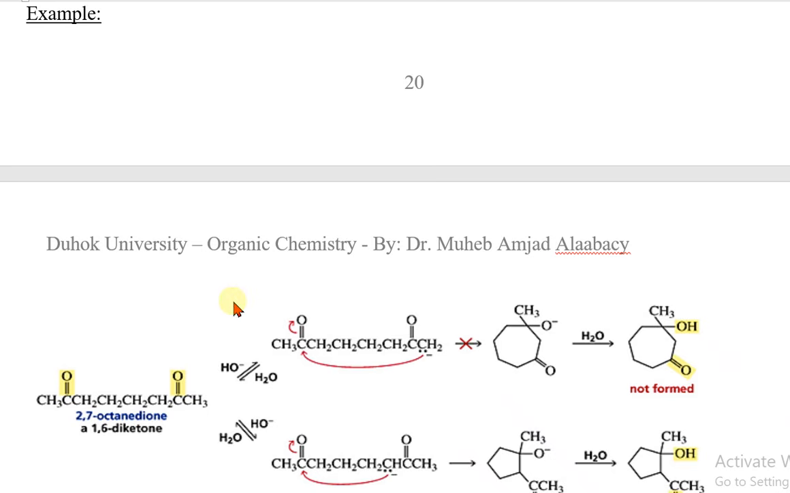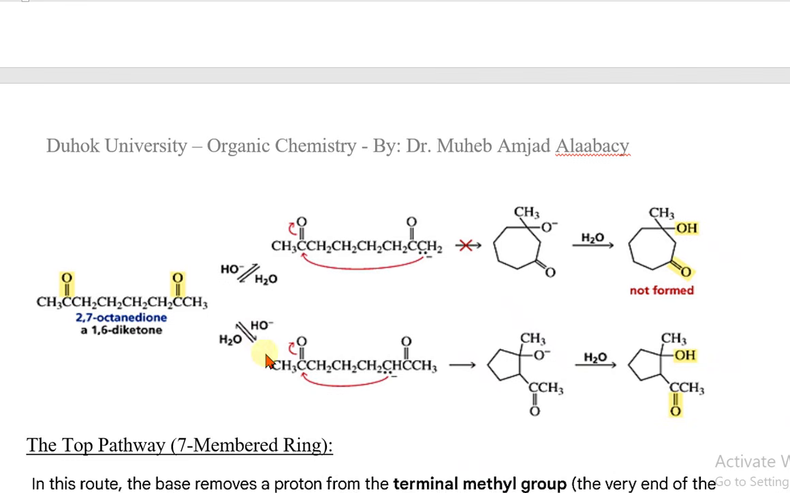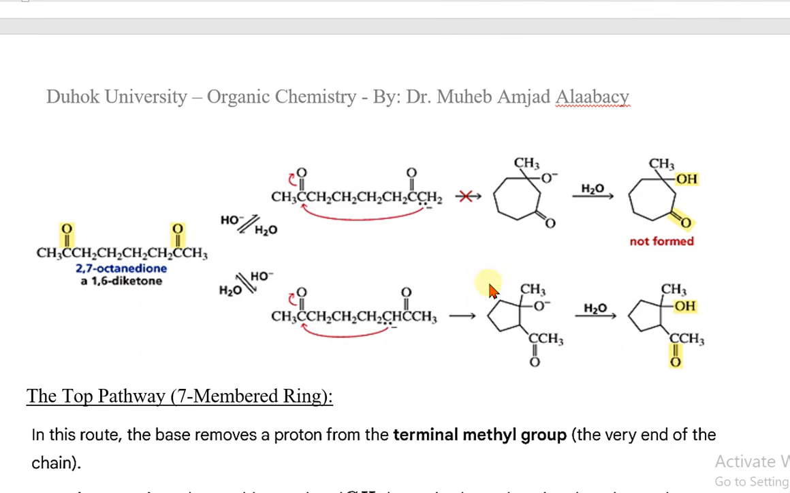Another example again. Look here, from here the carbanion will be close to here. It is so far to attack, and the conformation of the molecule is preferred to make this carbanion attack this carbonyl to give you a 5-member ring. It is about the molecular shape.